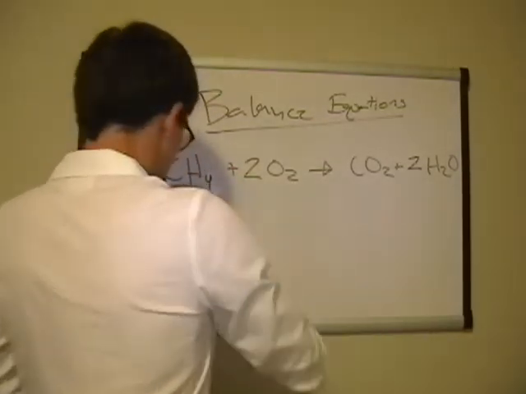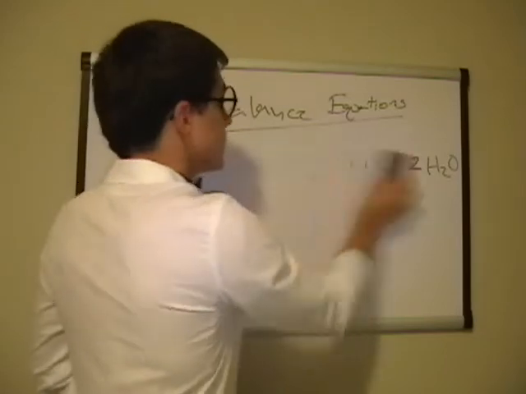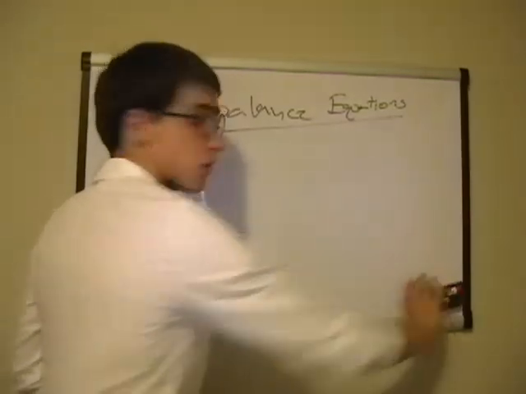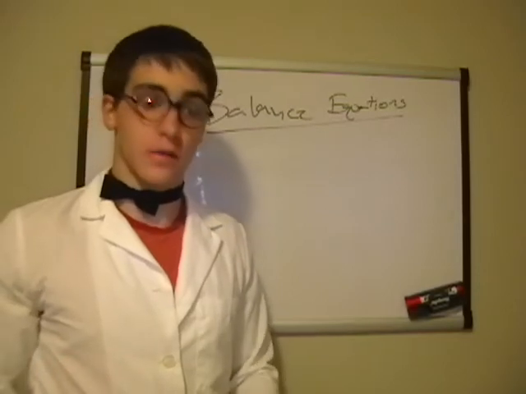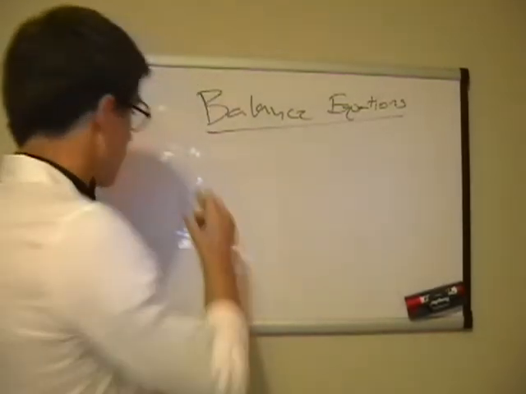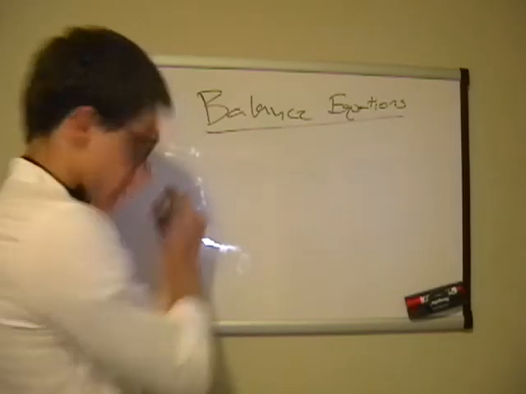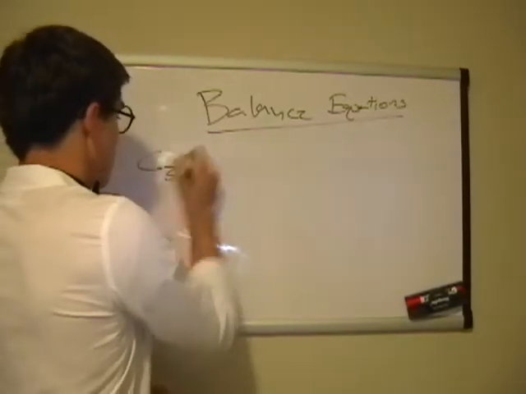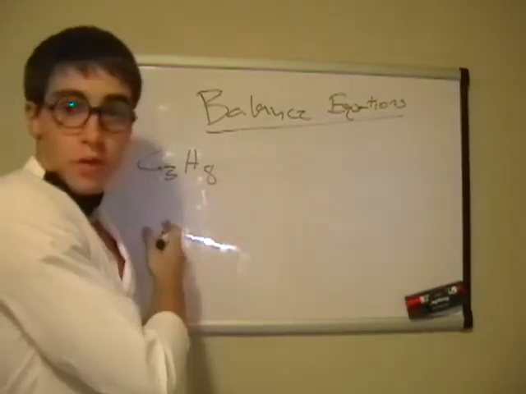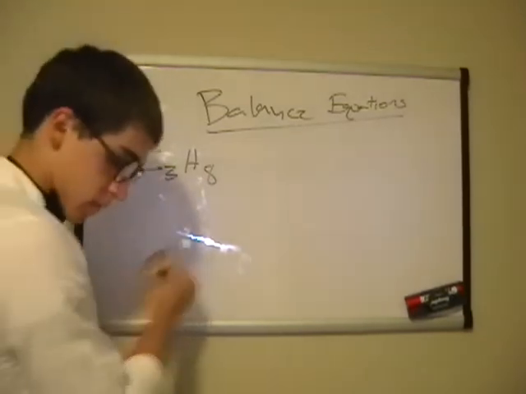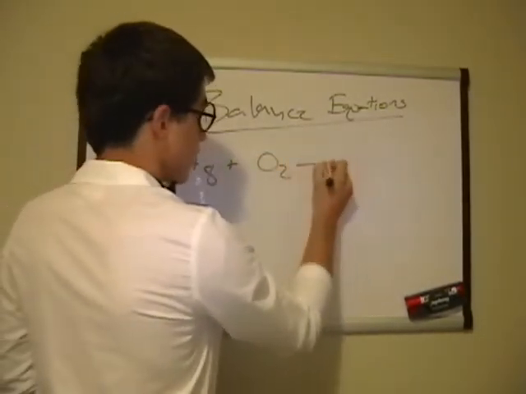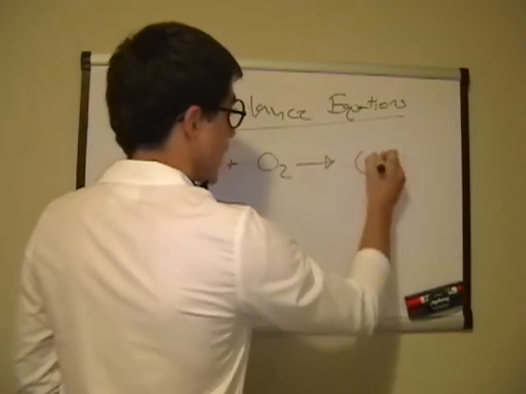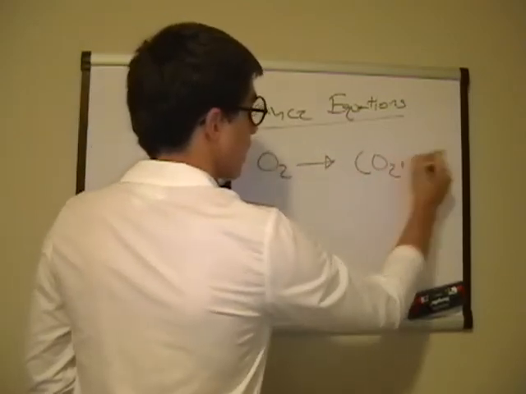Let's try another combustion reaction. These are always easy to start with because you can determine the products relatively easily and know what is going on. So let's do a combustion of a little bit bigger, more common hydrocarbon. Propane, C3H8. And again, we are adding oxygen, and that is going to make a certain amount of carbon dioxide and water.